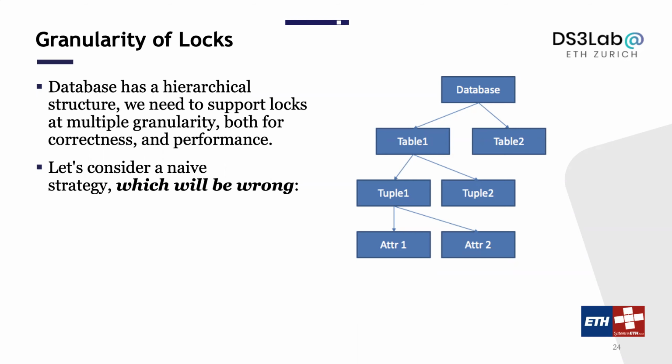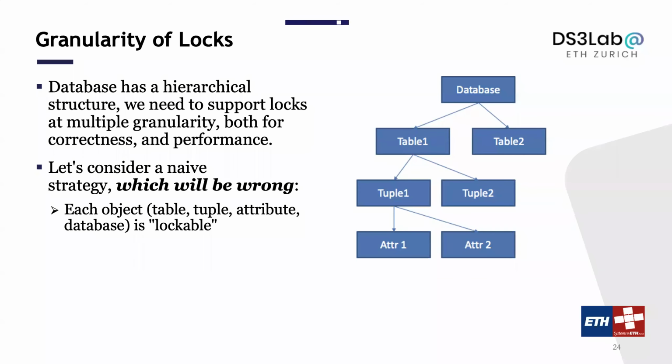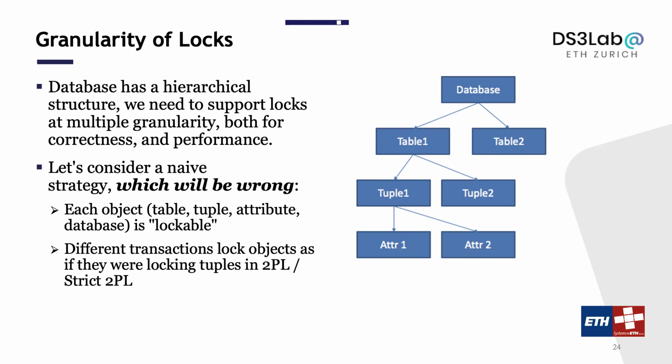So the problem is actually pretty complex. Let's consider a very naive strategy, which will be wrong. Here's the strategy. Each object is lockable, in the sense that I allow you as a transaction to acquire locks on the database. If I acquire a lock on the database, I put a lock on the database object. You can also acquire locks on tuples, whatever. Different transactions just lock those objects as they want, as if they were locking tuples, in two-phase locking or strict two-phase locking. If you do this, what could be a problem?